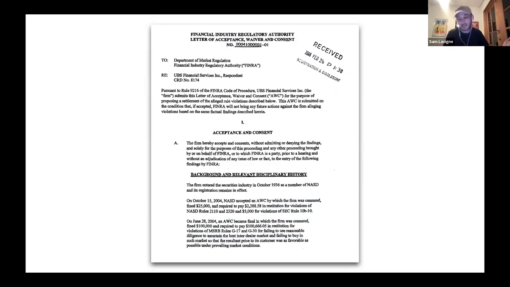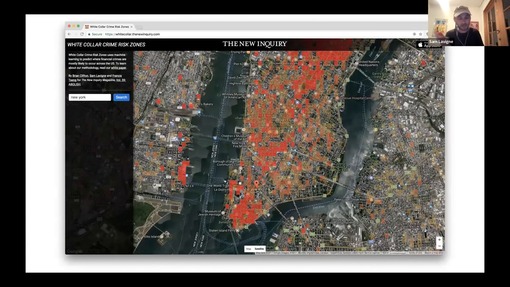FINRA is the non-governmental organization responsible for regulating the financial industry in the US. To get the data, we scraped thousands and thousands of PDFs that look like this, looking for instances where FINRA had fined organizations and individuals for financial malfeasance. This actually was the hardest part of the project, just getting the data, which is an interesting thing to think about.